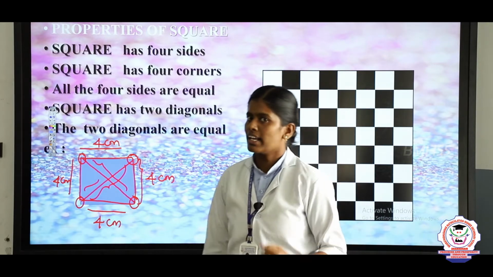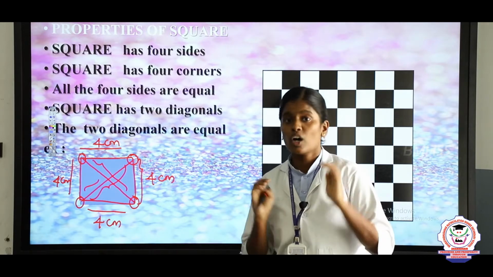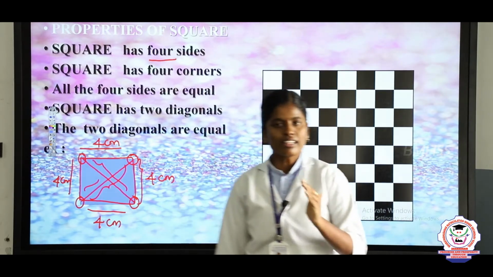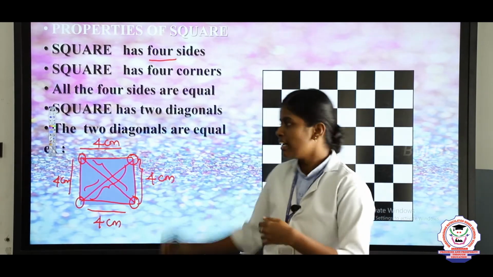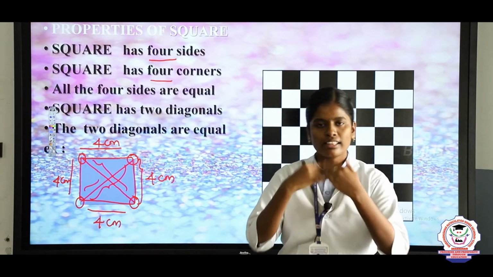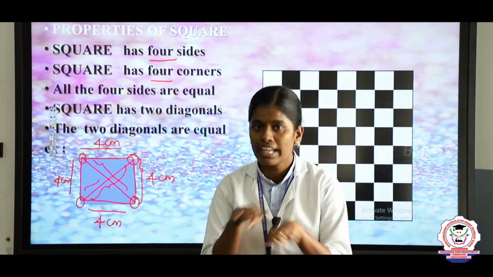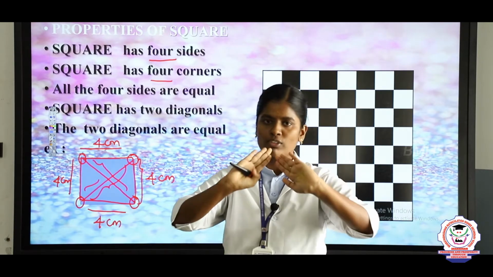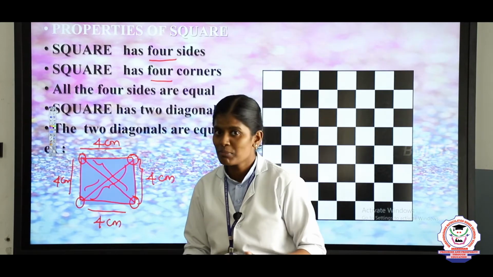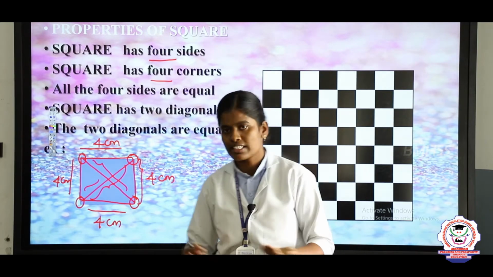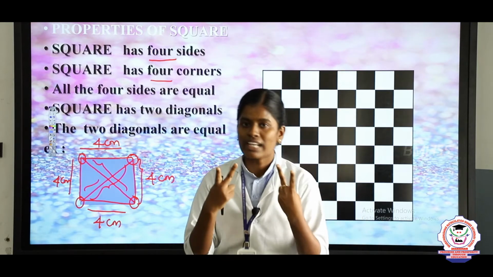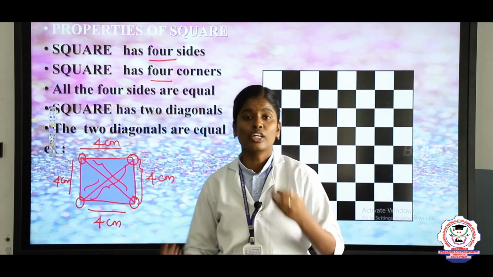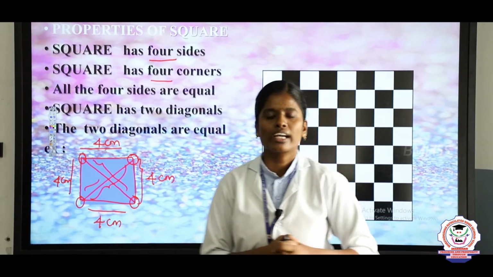So properties of square. The first point: square has how many sides? Yeah, very good. Square has four sides. And next, square has how many corners? Four corners. And third point is all the sides of the square are equal. For example, 4 centimeter means fully 4 centimeter on every side, 5 centimeter means fully 5 centimeter on every side. The next point is it has two diagonals. This is called as diagonals. And the final one is the two diagonals are equal.